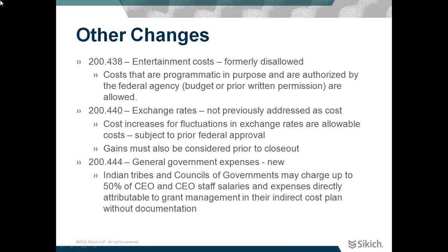Here's another new one. Exchange rates. This is not previously addressed as a cost. It is now. Cost increases for fluctuations in exchange rates are allowable costs. They have to be subject to prior federal approval, which I'm not quite sure how you budget for that. But anyway, it can be a part of your allowable costs, providing it's already been approved. And also providing that any gains that you experience that would offset those losses are also considered prior to your grant closeout.